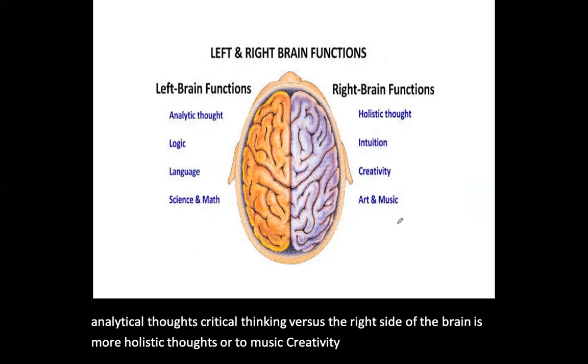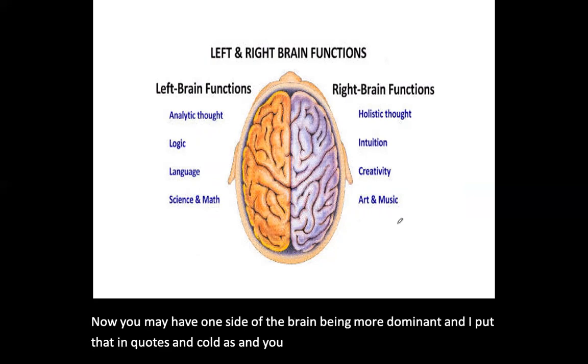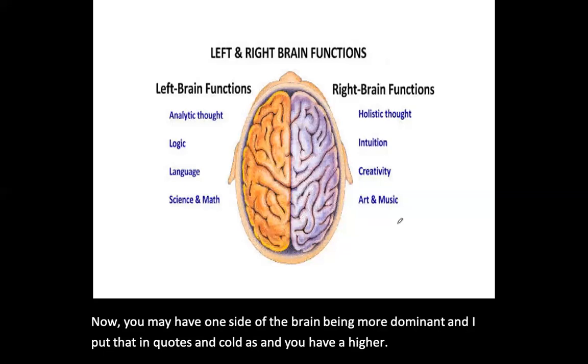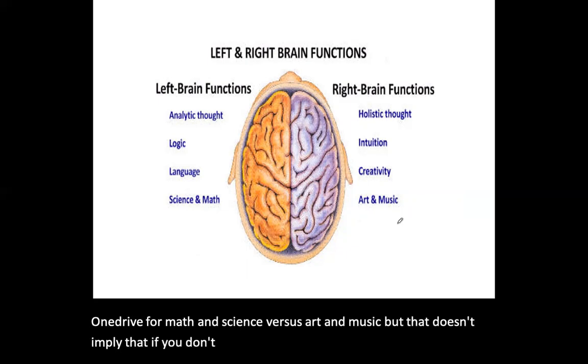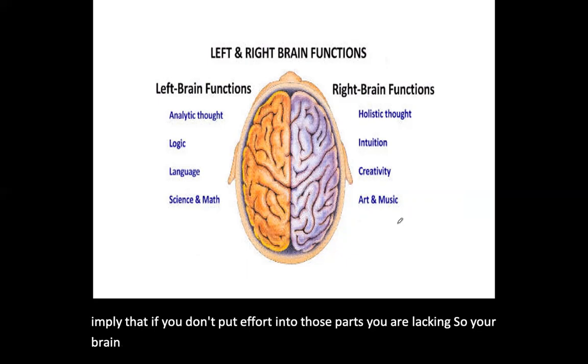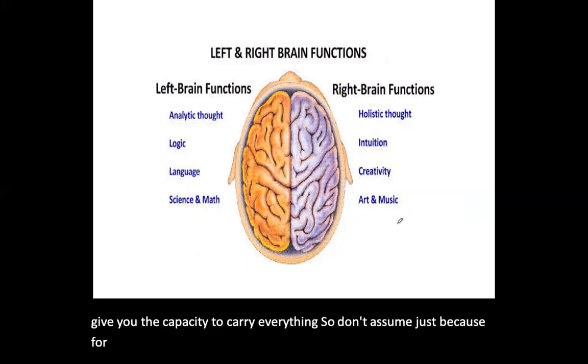Now, you may have one side of the brain being more dominant, and I put that in quote unquote, as in you have a higher drive for math and science versus art and music, but that doesn't imply that if you don't put effort into those parts, you are lacking. So the two halves of the brain will be working together to basically give you the capacity to carry everything. So don't assume just because, for instance, you're good at art and music, you will not be good at science or math, or vice versa.